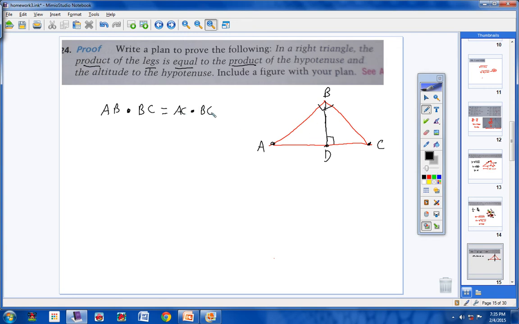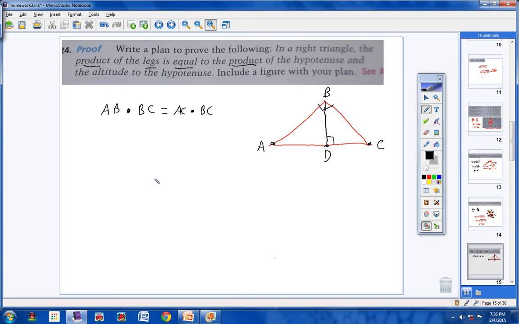Got it? Now, they're not asking us to prove this. They're asking us to write a plan to prove it. In other words, to brainstorm and show how this can be done. Well, guys, the only thing I can think of is this. I had better write my similarity statements. Let me show you what I'm thinking.